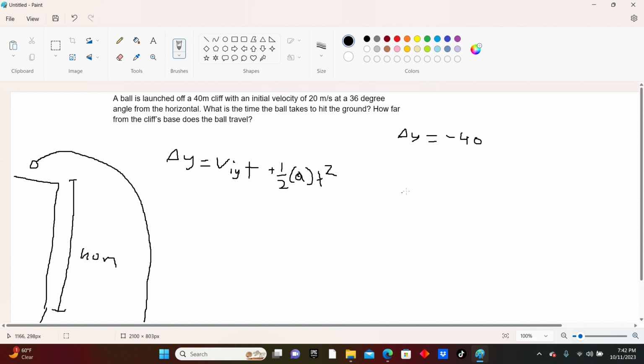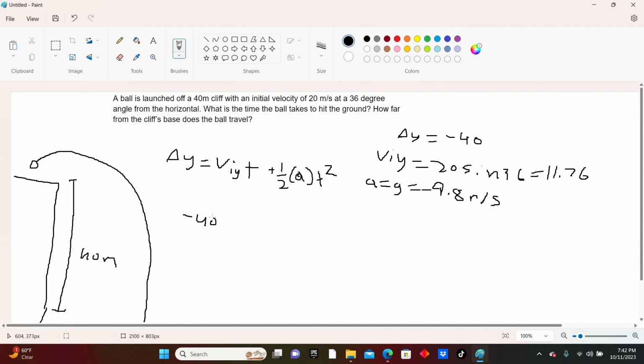And then our v_iy will just be equal to 20 sine 36. If you plug this into a calculator, 20 sine 36 should be equal to 11.76. And our acceleration is just equal to g, which is negative 9.8 meters per second squared, because that's the gravitational acceleration in the y direction under free fall. So now we have our values, so now we can plug in.